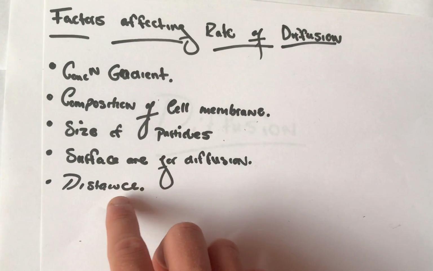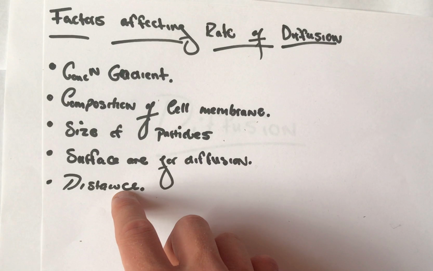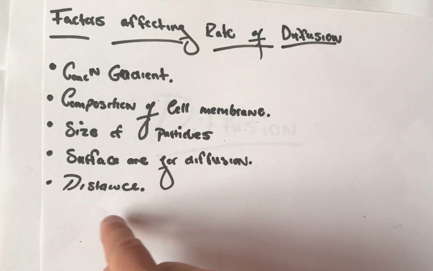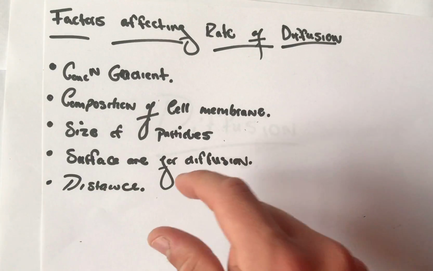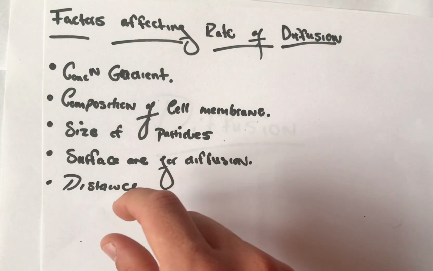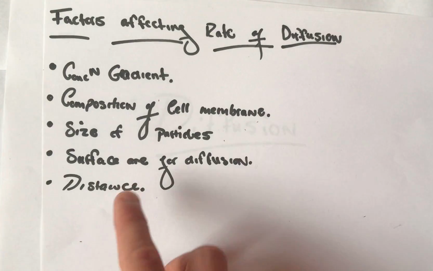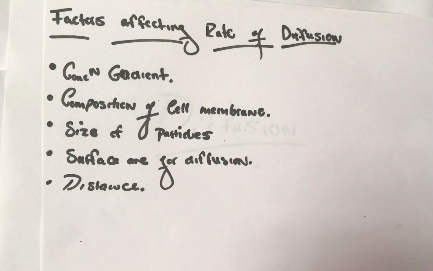And then finally we also have distance. Distance is very important for diffusion because a smaller distance will increase the rate of diffusion. One example you can see here is the rate of diffusion in the alveoli, since the capillary layers are one cell thick, and therefore it provides a very, very short diffusion distance for the oxygen and the carbon dioxide diffusing in and out of the bloodstream.